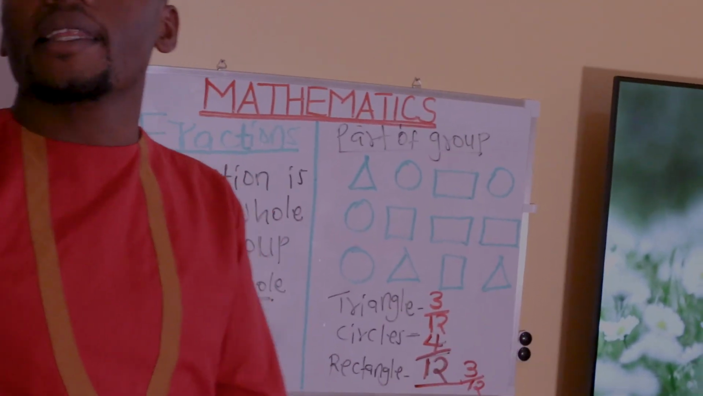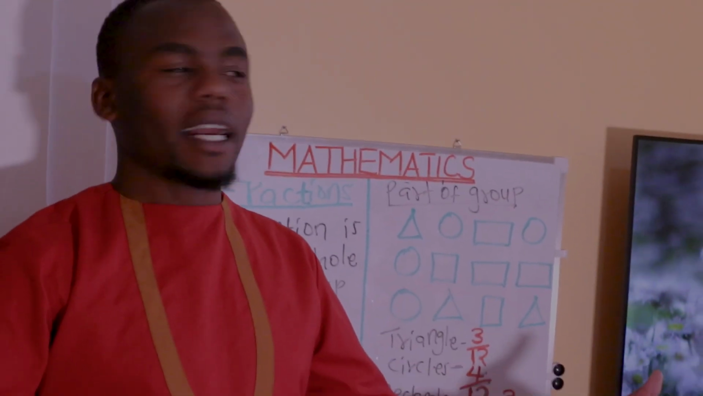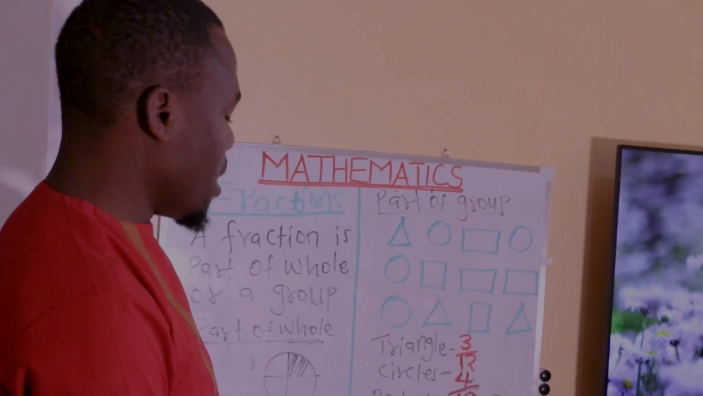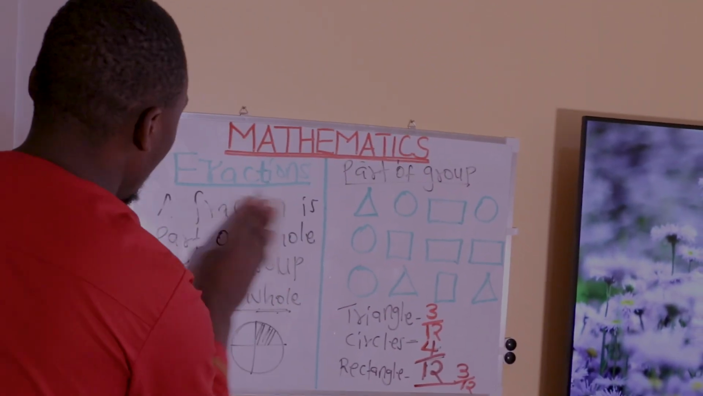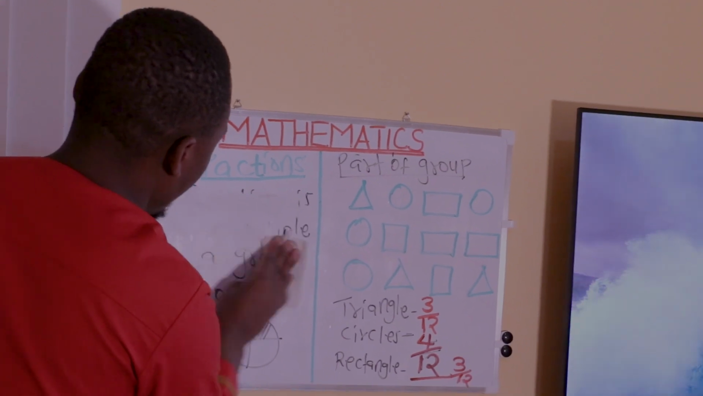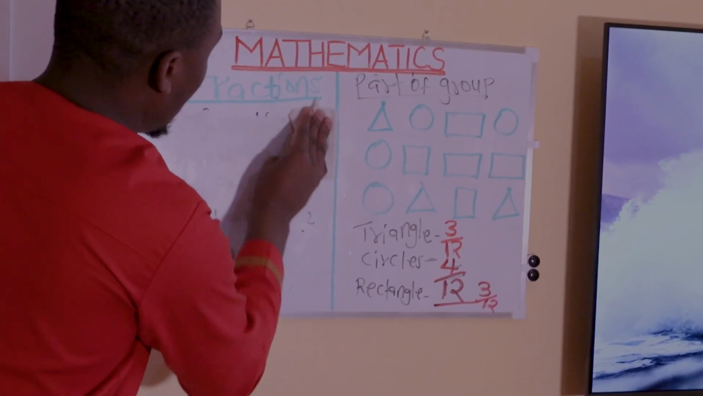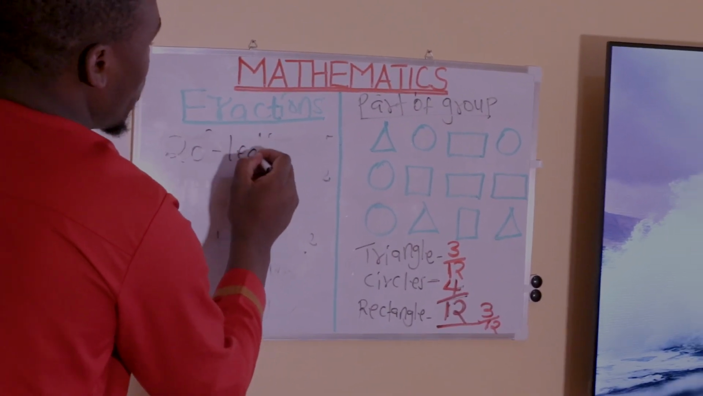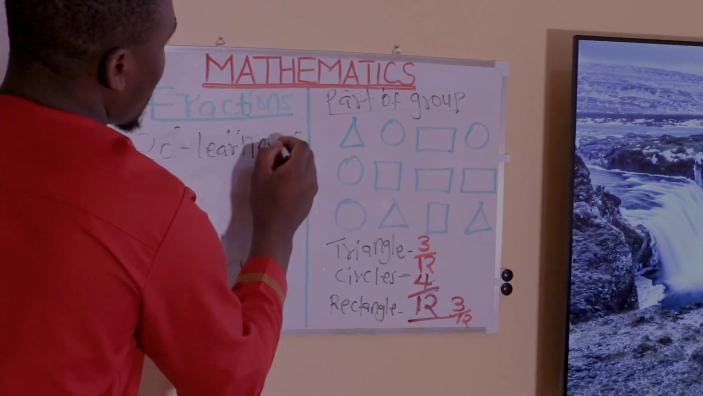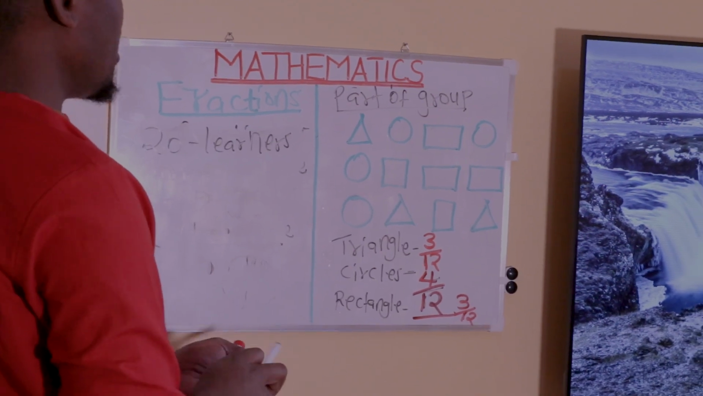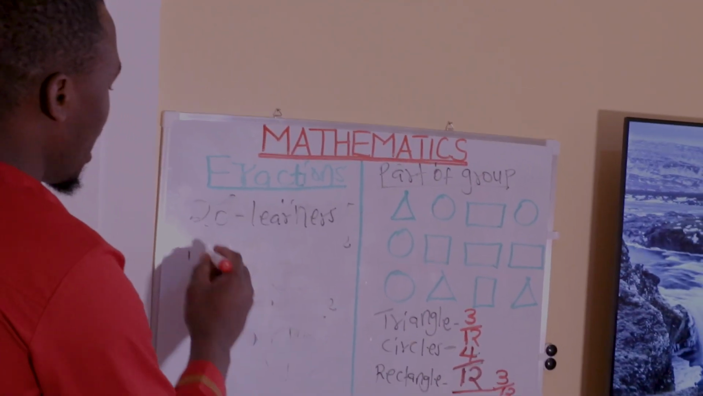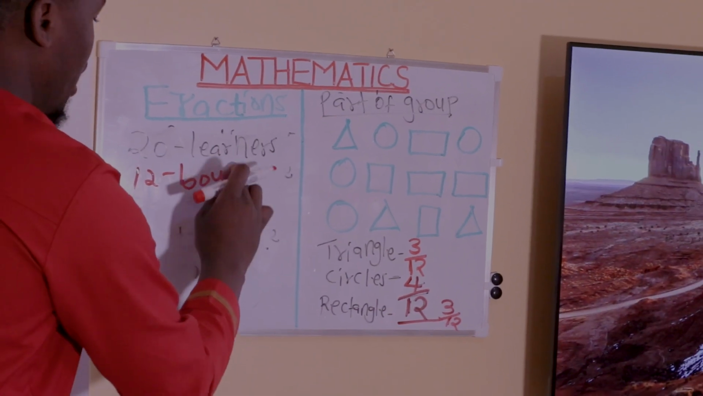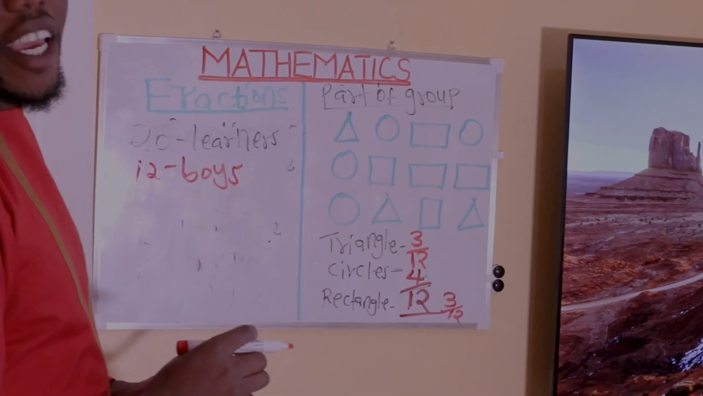You can still explain that using the number of learners in a class. For example, if you walk into a class, you find out that there are how many learners? Let's say there are 20 learners. The total number of learners is 20. But you count among the learners, and you find out that there are how many boys? Let's say there are 12 boys. 12 are boys and the remaining number is girls.